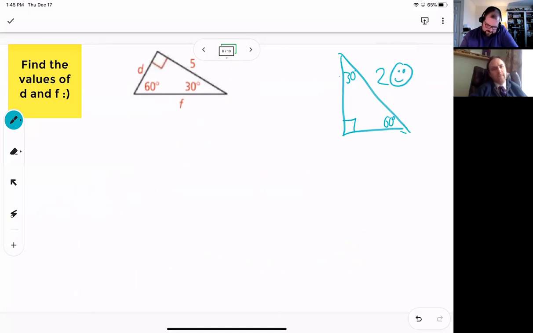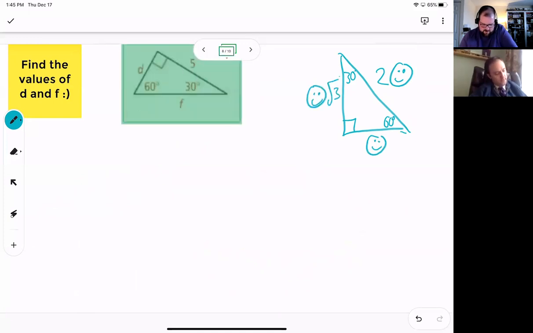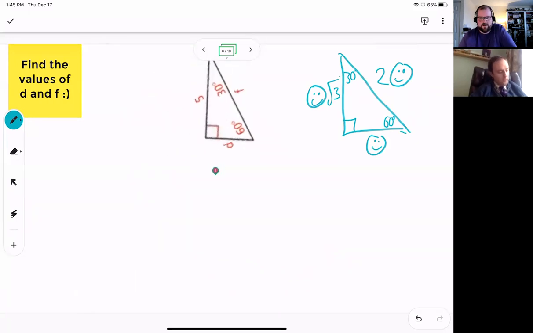Okay. So in this case, you kind of have to rotate your perspective, or you could rotate the picture. There we go. Now it lines up better. Oh, look at that. We have the side opposite the 60 as 5. So that means smiley face root 3 is 5.